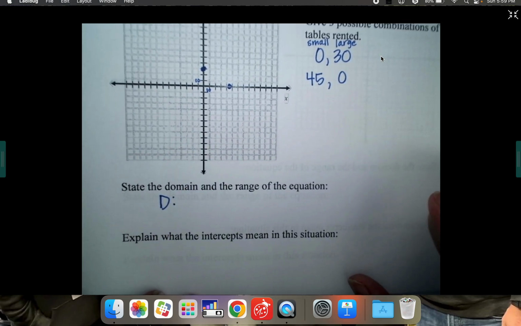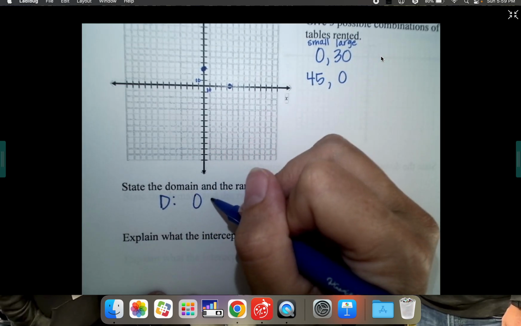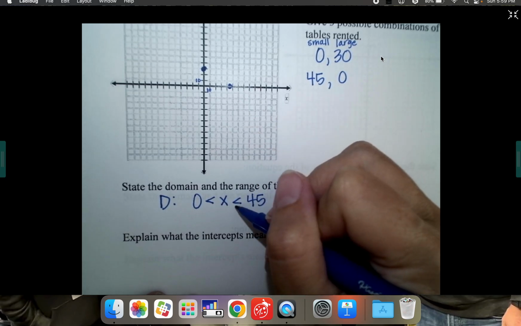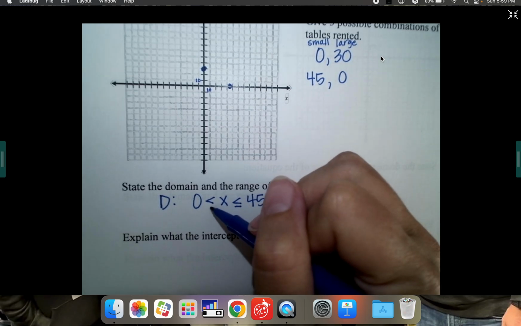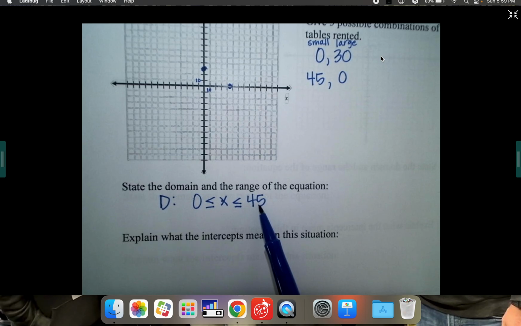The domain is going to be numbers from 0 to 45, and it could exactly equal 45 or it could exactly equal 0. So we're going to put x in between. So the domain are values between 0, so greater than 0, but less than or equal to 45. So that's what this means. It means the domain is somewhere between 0 and 45.